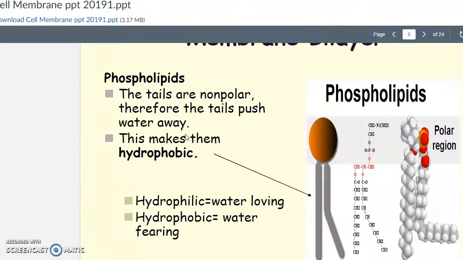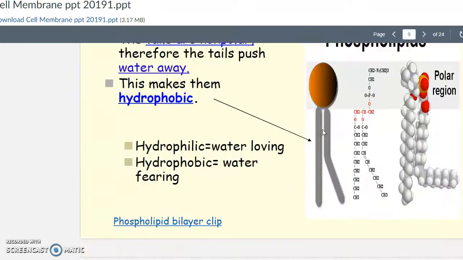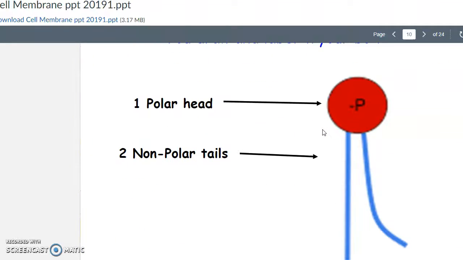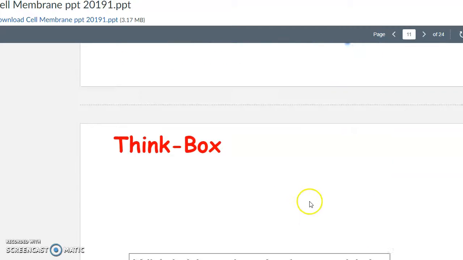Let's see. So another thing about the phospholipids, it has two tails, and the tails are nonpolar, so they're hydrophobic. They hate water. So the tails will push the water away, while the head is hydrophilic. It loves water. So you're going to draw this off to the side: polar head, nonpolar tail, likes water, hates water.